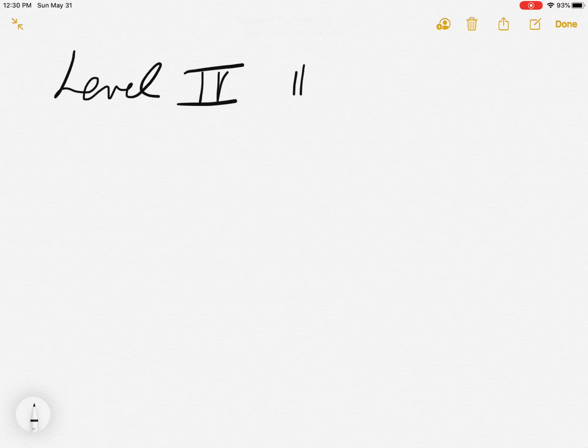Okay, level 4, number 1. We have a frisbee. I'm going to write down the two positions of the frisbee. Position 1 and then position 2, which is a higher position.